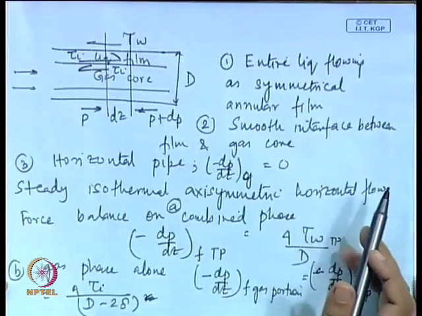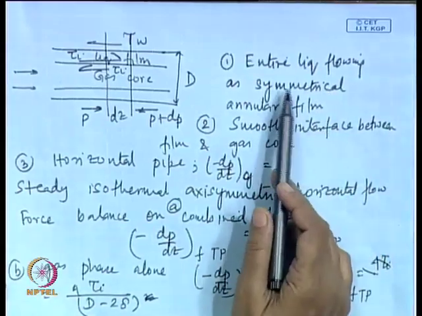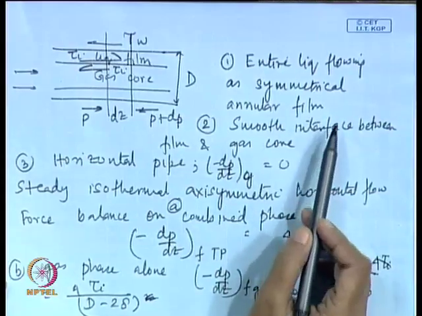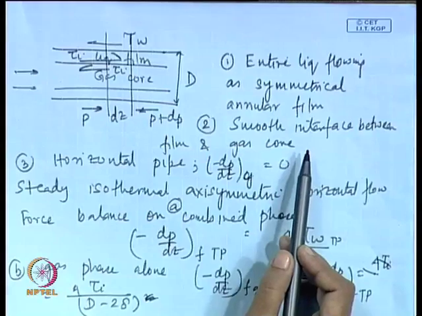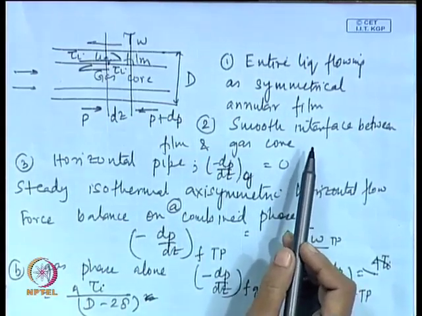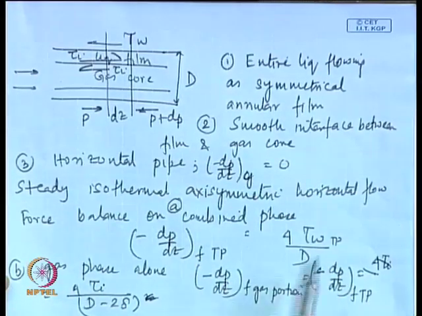Yesterday, in the last class, I had already started the derivation for the homogeneous flow situation, where I had written down the assumptions that are quite justified, I should say. Entire liquid flowing as a symmetrical annular film, and there is a smooth interface between film and gas core. Had these assumptions not been applicable, we could not have written AL as pi d delta, is not it? And of course, it is a horizontal pipe, so the gravitational pressure gradient is not there.